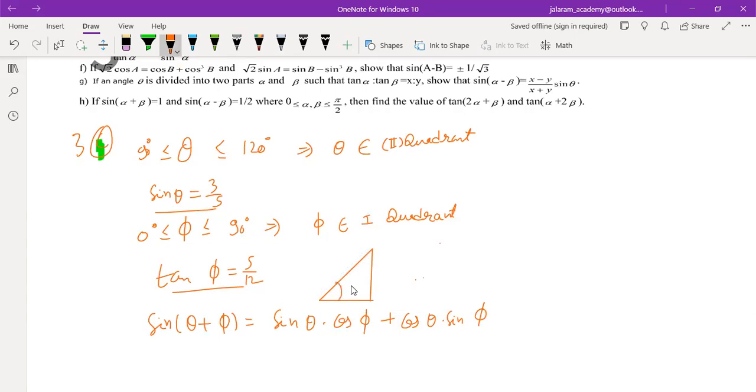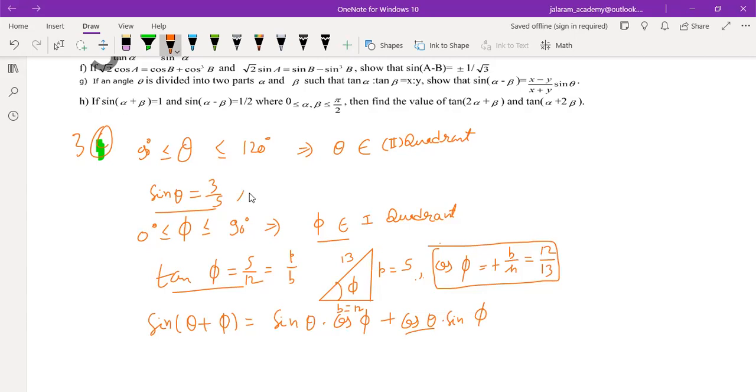This angle is phi. Tan, we know, is the ratio of perpendicular and base. Perpendicular equals 5, base equals 12, and hypotenuse is 13, as they are the members of a Pythagorean triplet. So cos phi, as it is in the first quadrant, will be positive, and cos is the ratio of base upon hypotenuse. So base 12, hypotenuse 13. So the value of cos phi is 12 by 13.